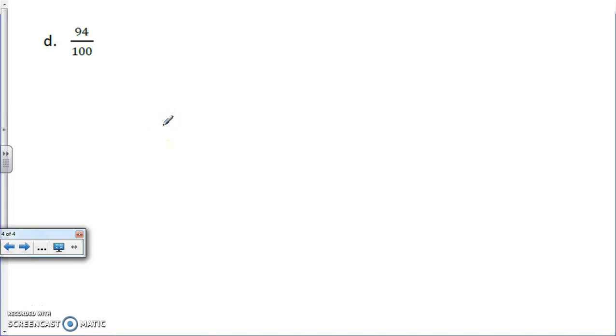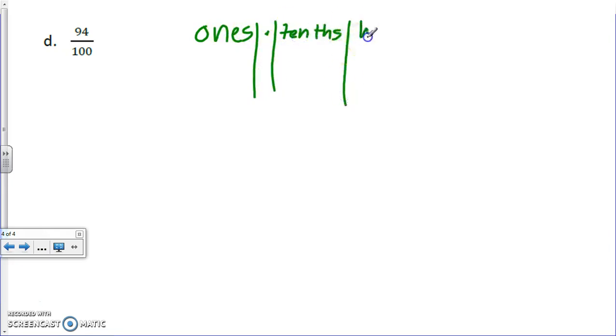Now, for the next one, we have 94 hundredths. Again, notice I don't have a tape diagram this time, which is nice, which is going to make it a little bit easier for me. So I'm going to go ahead and set up my place value chart. Ones, my decimal point, tenths, and hundredths.